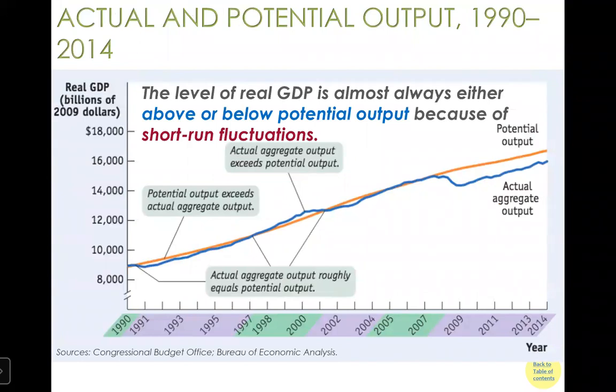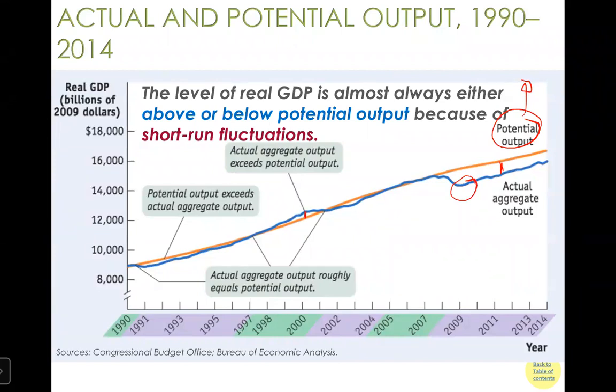Now here, we just look at the actual data, right? So here, this is a potential output. So this is what we can produce when the unemployment rate is at the level of the natural unemployment rate. And then this line, this blue line, is what we actually produce. Usually there's a gap, right? If this gap is negative, it means we have higher unemployment. We are in a recession. And occasionally we have a positive gap, which means we are in an expansion.